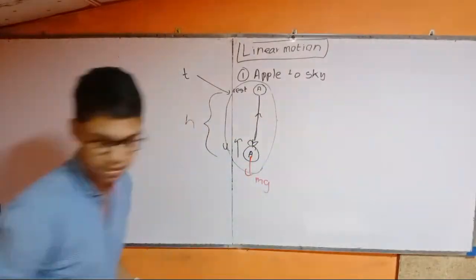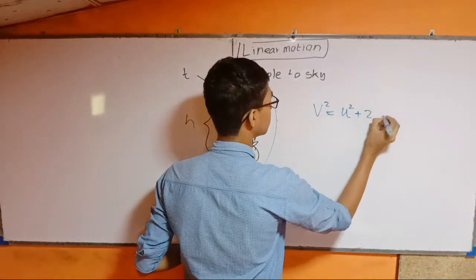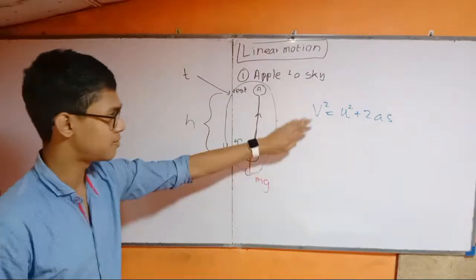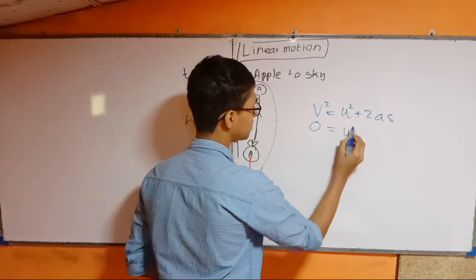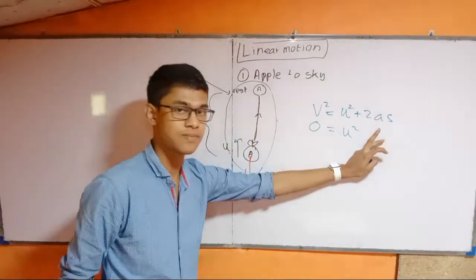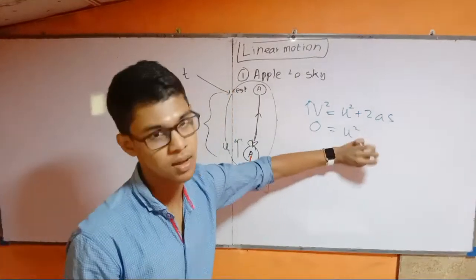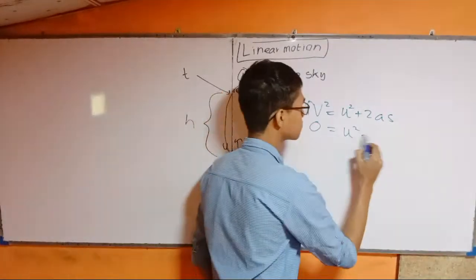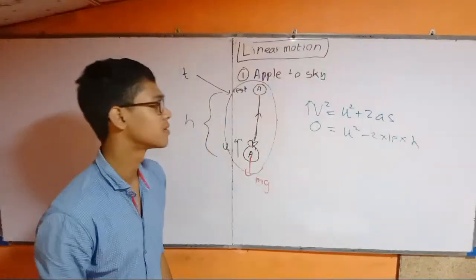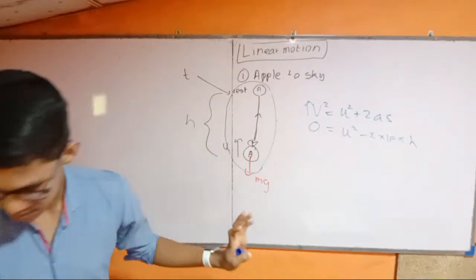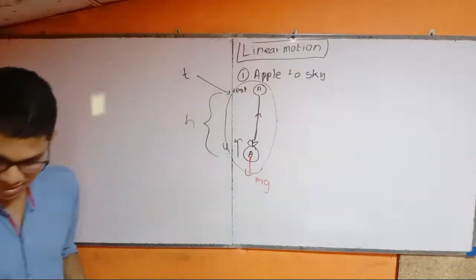So I will apply another equation. v squared equals u squared plus 2as. How to apply this equation? Same thing. Final velocity 0. Initial velocity u squared. What's the acceleration? I'm applying upwards, okay. Acceleration negative, 2 into 10 into distance h. Easy, right? Nothing in mechanics is hard. Just think like that and work.